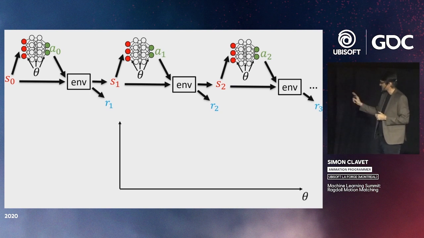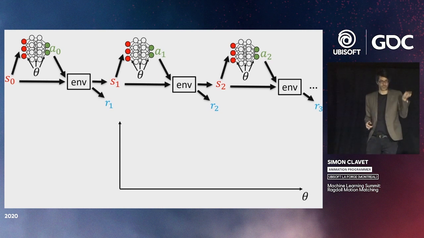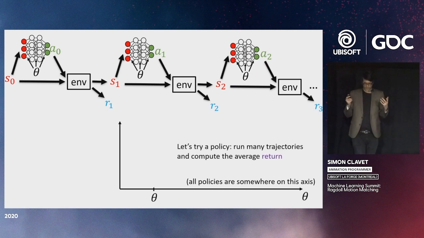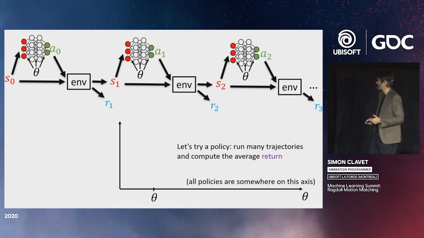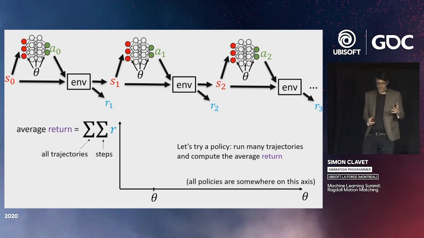So one thing we can do is plot it like this. We're going to put theta, the parameter, on this axis. Let's say there's just one parameter, a neural network with just one neuron or something. And so all policies are somewhere on this axis. And we're going to try one. Let's try one neural network with this parameter. And we're going to run many trajectories with this policy and compute the average return. Average return would be the rewards summed over all steps, over all trajectories, all episodes that you do, maybe divided by the number of trajectories, but we don't actually care. And you get this number that says how happy you are with this policy.